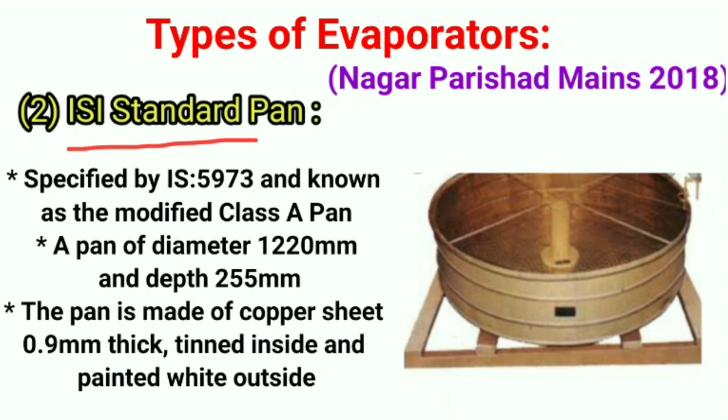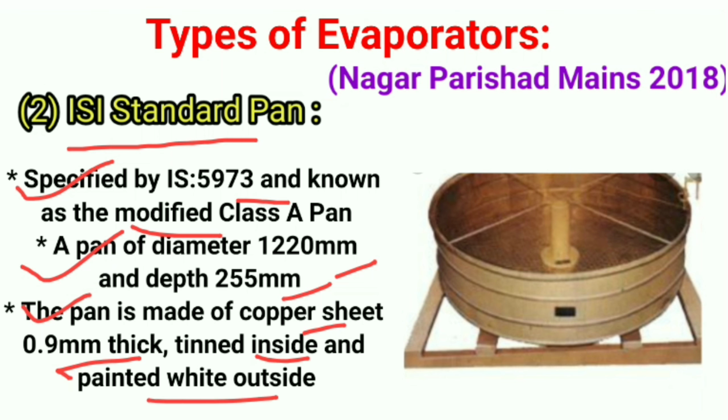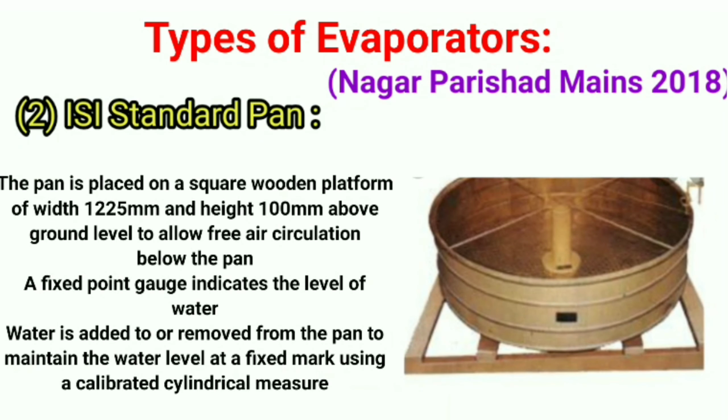Second type of evaporimeter, the ISI standard pan, specified by IS 5973 and known as the modified Class A pan. A pan of diameter 1220 mm and depth 255 mm. The pan is made of copper sheet 0.9 mm thick, tinned inside and painted white outside. The pan is placed on a square wooden platform of width 1225 mm and height 100 mm above ground level to allow free air circulation below the pan. A fixed point gauge indicates the level of water.